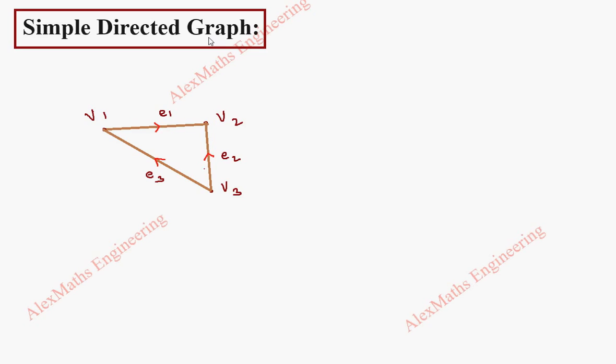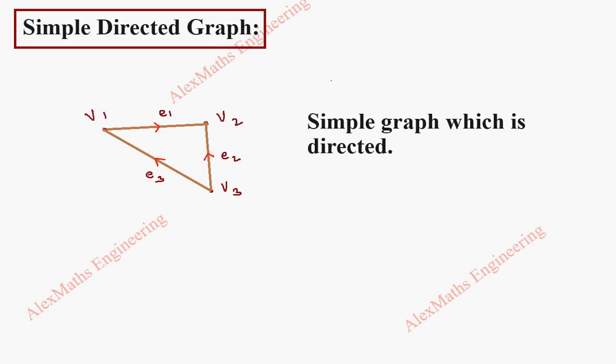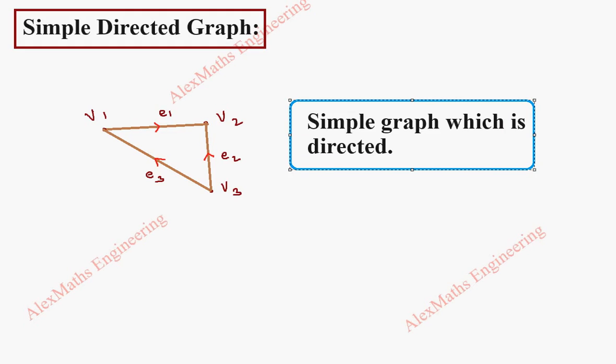It is a simple graph in which direction is given. So it is known as a simple directed graph. So it is a simple graph which is directed, that is, direction is given. And we also should notice that simple graph means it will not have any parallel edges or loop. So there are no parallel edges or loops present. So it is a simple graph in which direction is given for the edges.